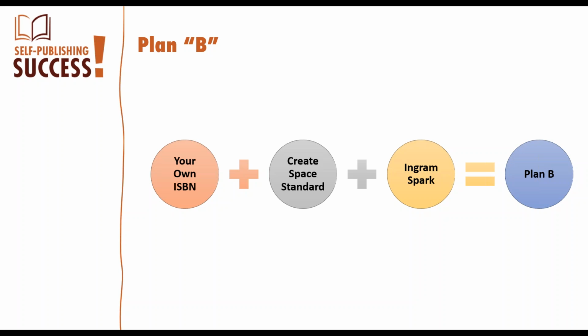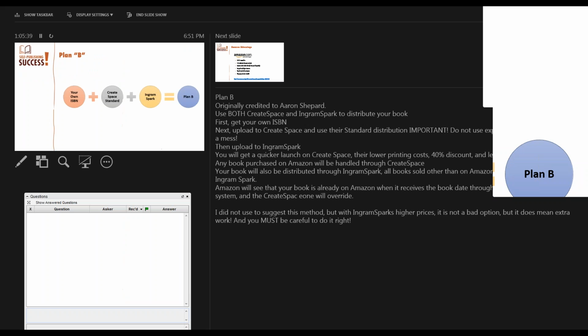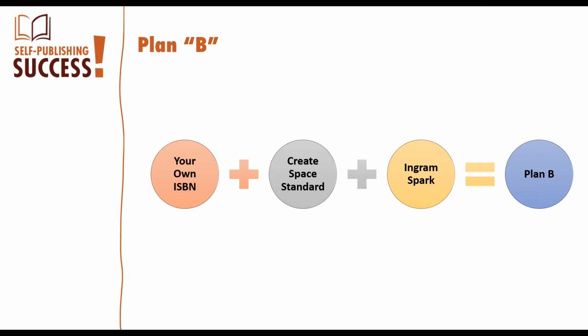You get your own ISBN, that's important. Then you submit your book to CreateSpace and use their standard distribution, not the expanded. You get your book listed on Amazon through CreateSpace. You then take that same title with the same ISBN and submit it to Ingram Spark. That will get your book listed in the wide distribution net. Now the reasons for this are, why would you do that?